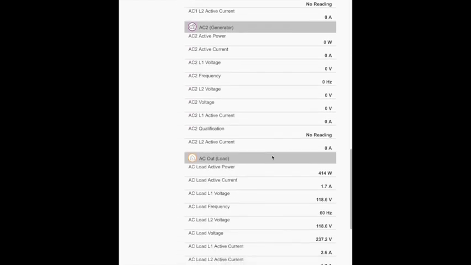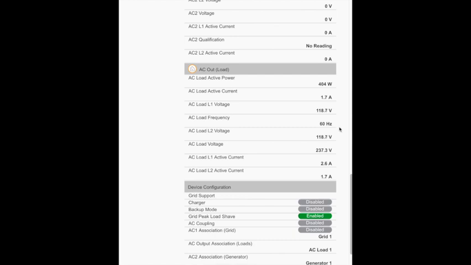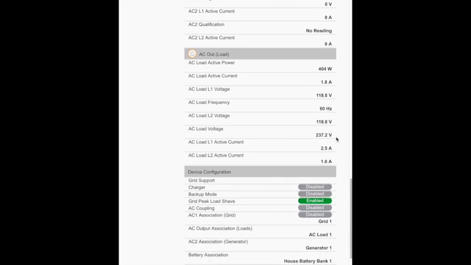And then we go down to the load draw. I've got AC voltage load at 2737. Load current is 1.7 amps. Like, you know, I'm barely loading the system. It's 2.5 on one leg and 1.6 on the other leg.